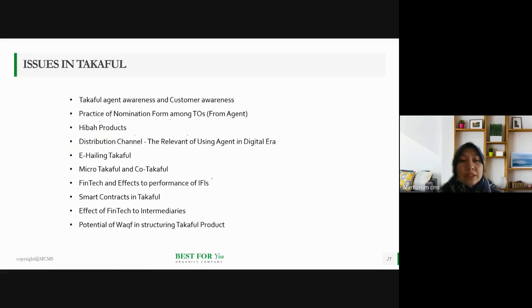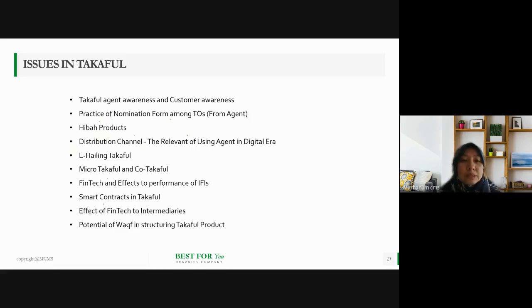we have to observe whether Takaful operators use artificial intelligence to market the products or to provide services to the customer. Then we can also investigate the performance of Takaful operators when they adopt fintech. Fintech can be many things, not only AI. It can be payment gateways, payment systems, and smart contracts.